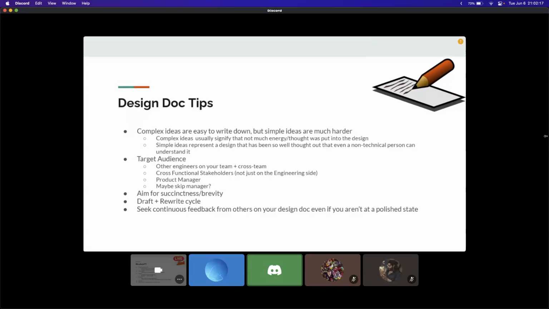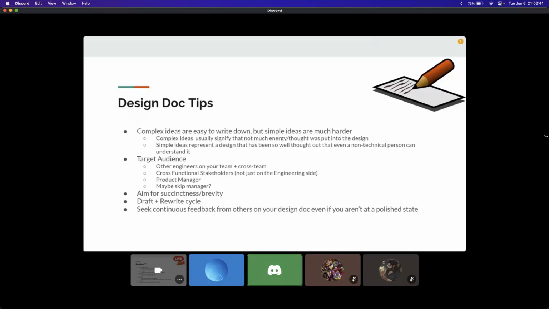Another thing you want to think about with design docs is that when you write something down on paper, it is not necessarily the finalized copy. You're usually going to write it as a draft. And if the draft is in a decent enough state that you can share it with other people, then you want to share the ready-enough draft with other people on your team or other stakeholders and get their input on it. Then you should address their comments, and you have this draft plus rewrite cycle going.